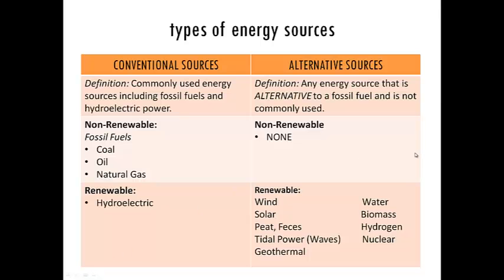Okay, so nitty-gritty, ABCs of power generation. We separate them into two. We call one side conventional, and we call one side alternative. So conventional would be our commonly used energy sources that include things like fossil fuels and hydroelectric power. And sometimes we would also say that this one here, nuclear, belongs over in conventional as well. Those include non-renewable sources like coal, oil, and natural gas, and hydroelectric, and as well sometimes nuclear.